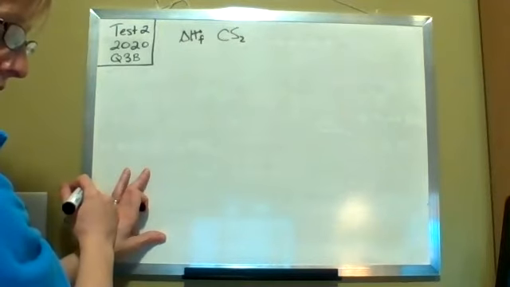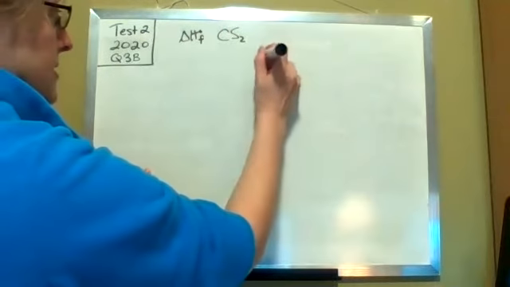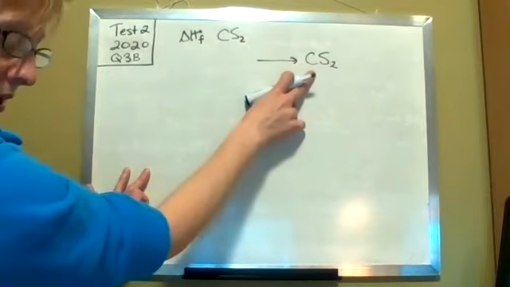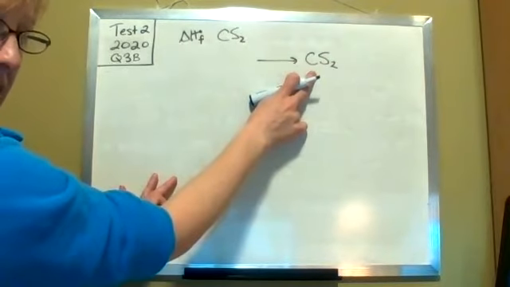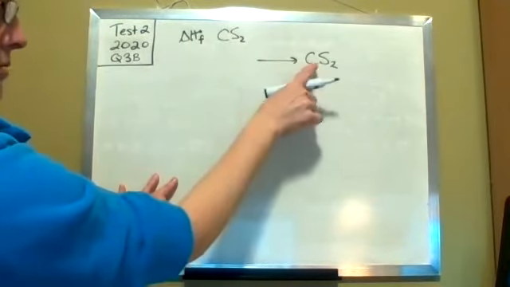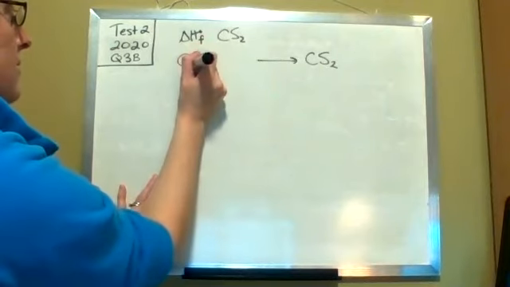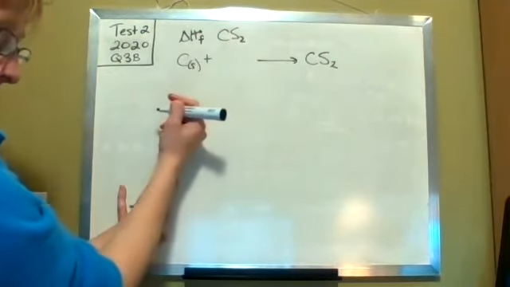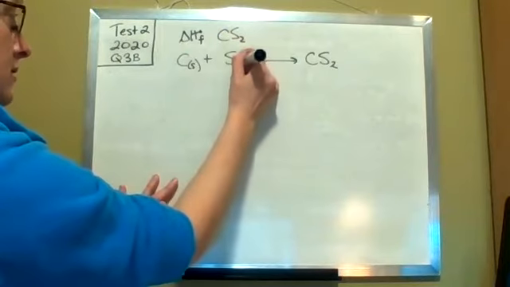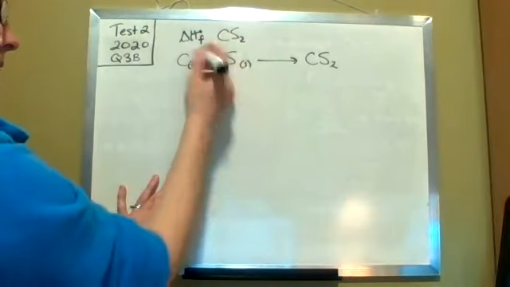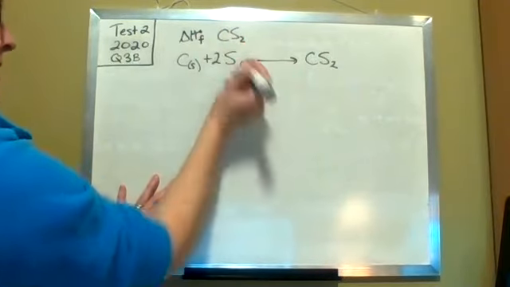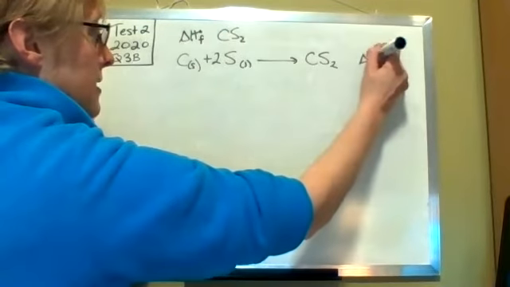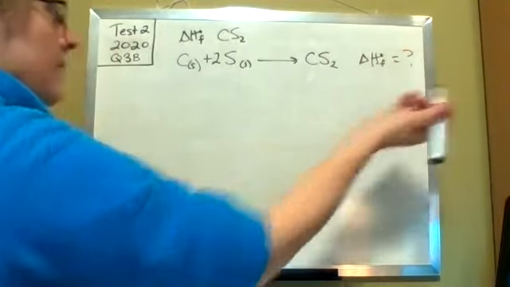Now, if you remember, delta H of formation is forming 1 mole of the product from its elements in their standard states. So the elements, we have carbon, that's carbon solid or graphite, and then sulfur, the way sulfur shows up, sulfur also solid. And to balance this out, we would need 2 of those in order to make the CS2. So really it's the delta H of this reaction.